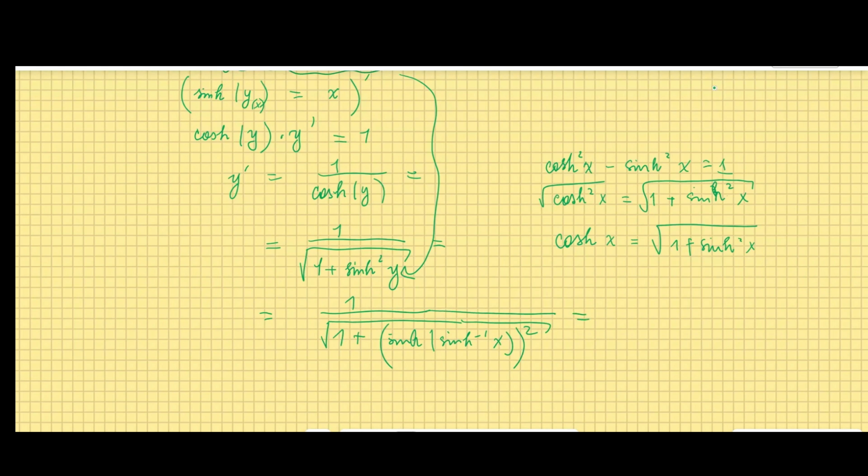I'm just going to remind you that sine hyperbolic of sine hyperbolic inverse cancel each other, and I'm just going to have x here. And when I square it, I'm going to have a very nice short expression, 1 plus x squared.